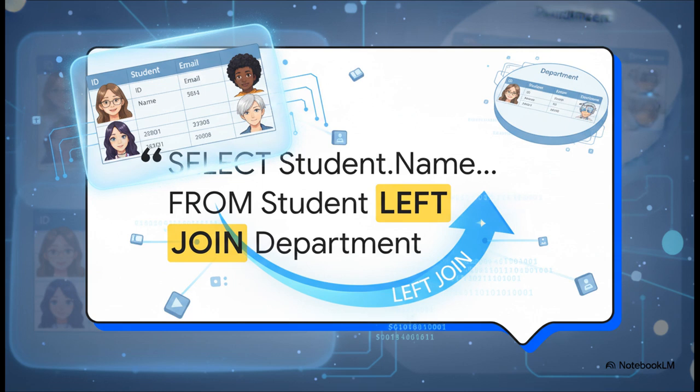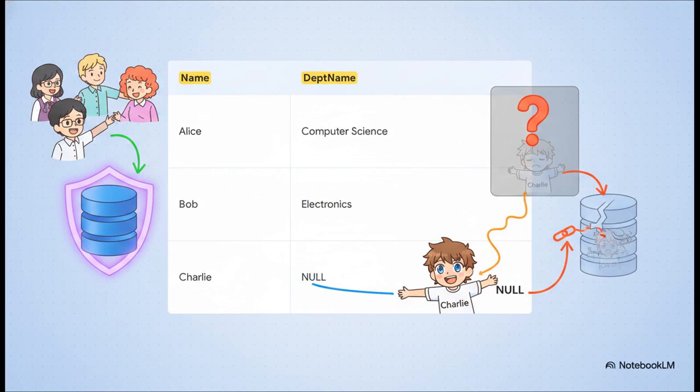Basically, we're telling the database, hey, do whatever you have to do, but absolutely do not drop anyone from the student table. Because we protected that left table, look at our result. Charlie is finally included. The database kept all the students. But since there's still no matching department data for his DPT ID of 103 in the right table, the database simply fills in his DPT name with null. It acknowledges his existence, even if his associated department data is completely missing.